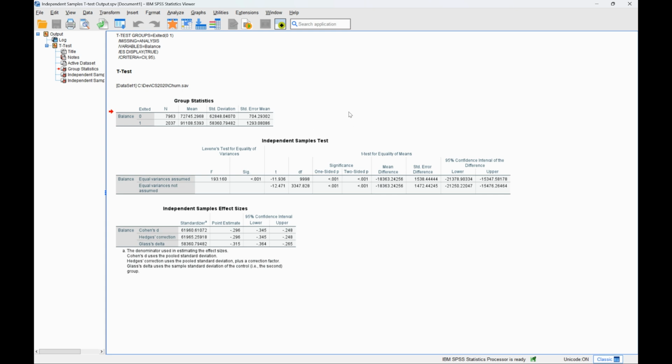So for the mean balance, the average account balance for the customers who stayed is $72,745, while the average balance for those who left is $91,108. That's a difference of about $18,000.